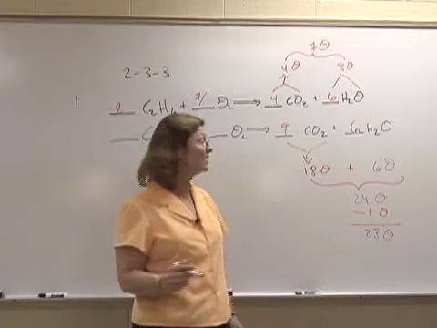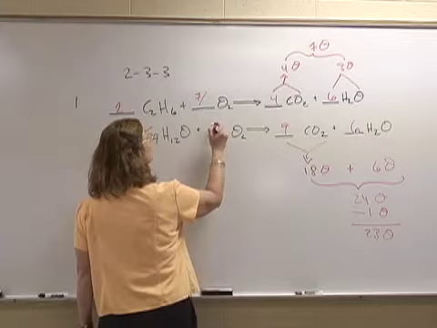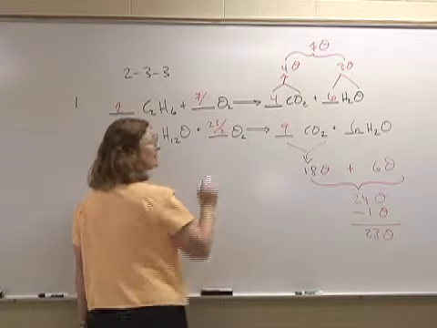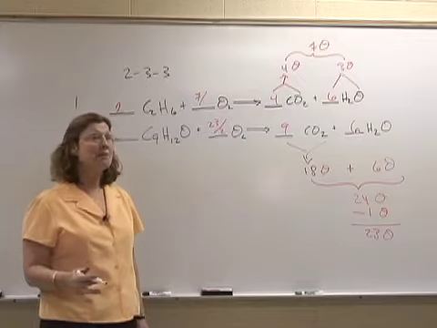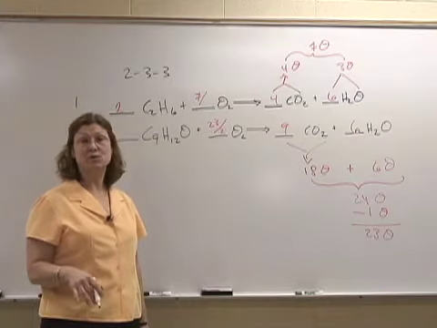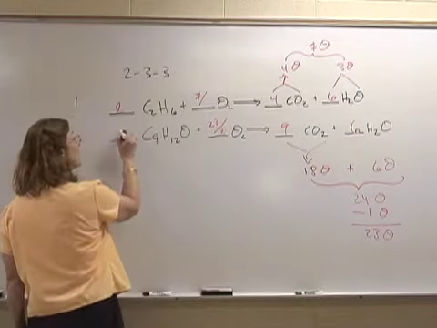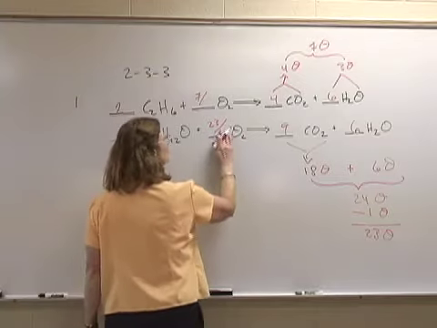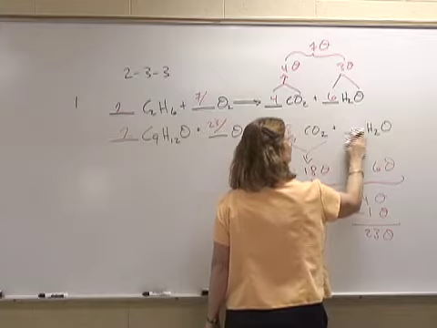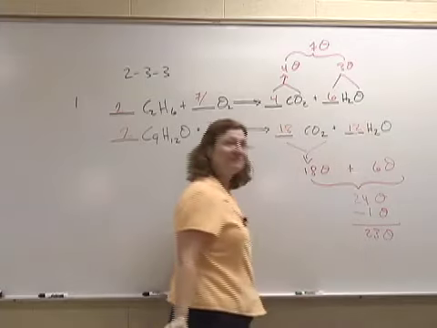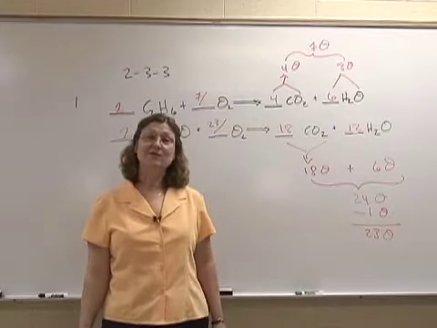Because that is an odd number, again, I must use 23 halves first. Then I have the right number of oxygens, but I cannot leave it in fraction form. Therefore, I'm going to multiply everything by 2, and I get 18 and 12. That's how we do those.